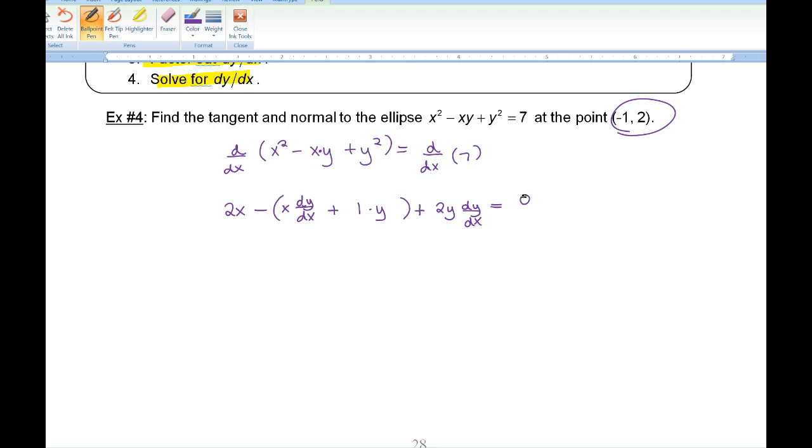And now I have dy dx in two different locations. I mean, it looked a lot worse. That wasn't too bad, was it? It was pretty bad. That was bad? That was pretty bad. I'll distribute the minus.